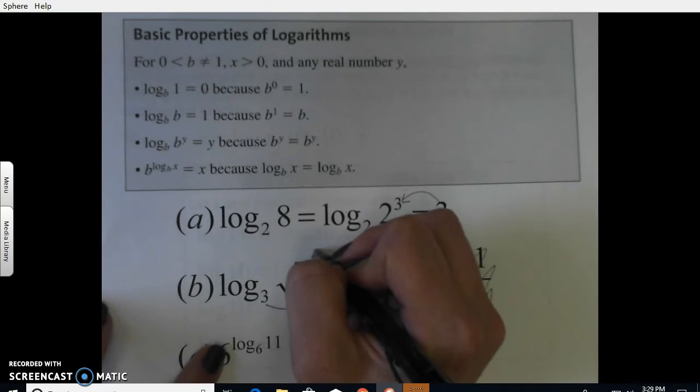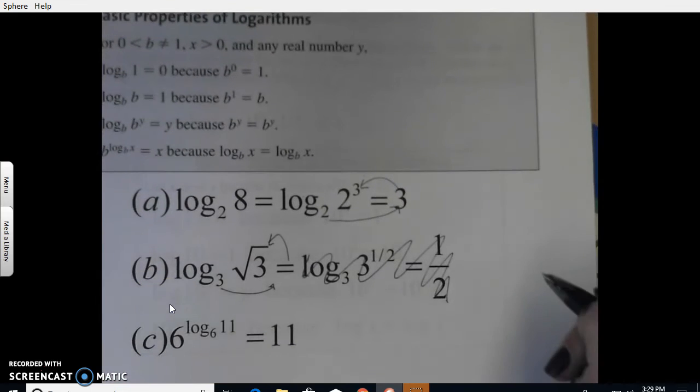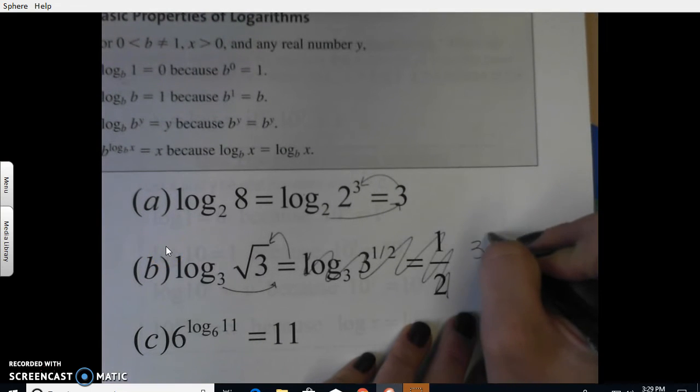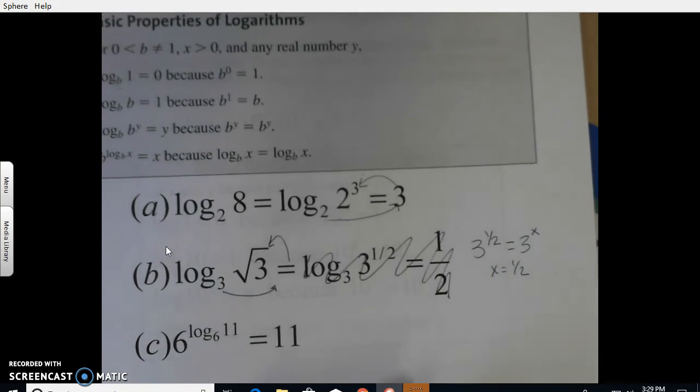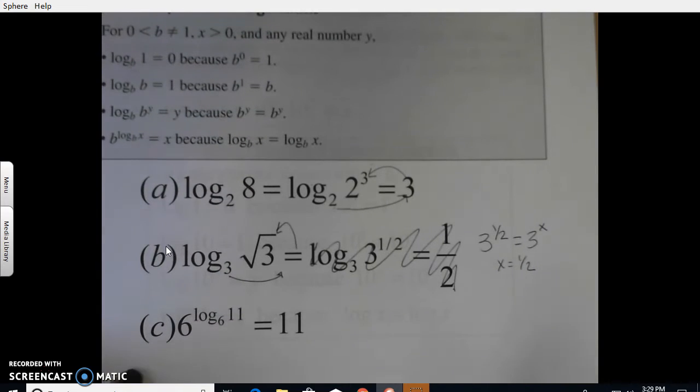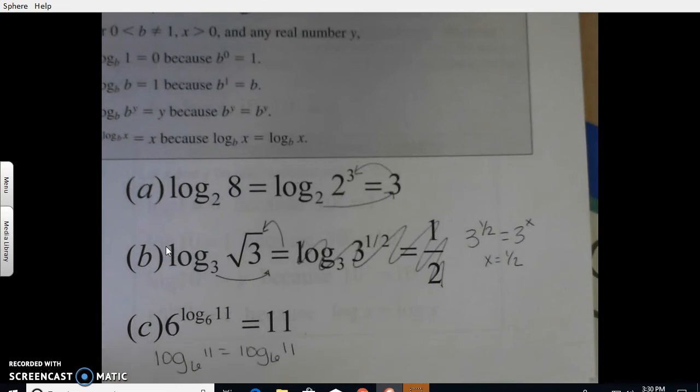3 to what power is equal to the square root of 3? Well, we know that the square root of 3 is 3 to the 1/2 power. So 3 to what power is equal to 3 to the 1/2 power? That would mean x is equal to 1/2. And 6 to the log base 6 of 11 is equal to 11, which means that log base 6 of 11 is equal to log base 6 of 11.